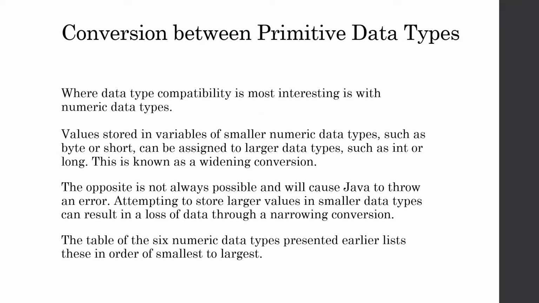Where data type compatibility is going to be most interesting is with those numeric data types. Values stored in variables of smaller numeric data types, such as a byte or a short, we can go ahead and assign to variables of larger data types, such as int or long. This is what is known as a widening conversion. Essentially the data type of the variable that we want to put the value into is going to become wider. So take a quick look at this.